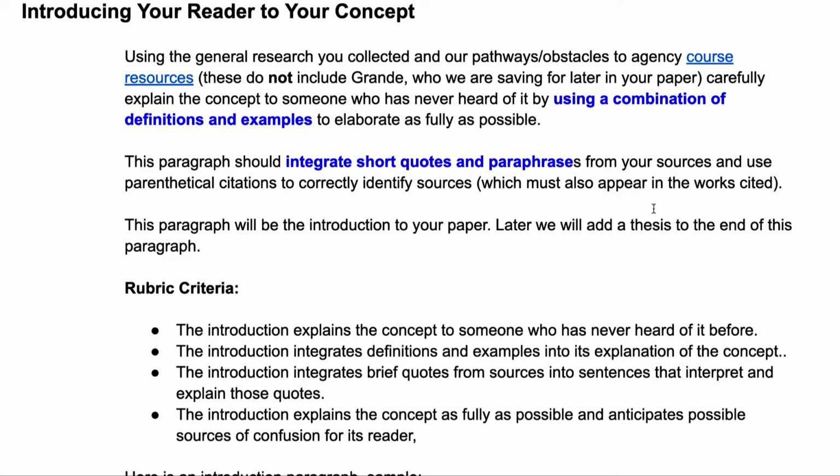If someone's never heard of our concept, we're going to use definitions and examples that we find in our course readings, in our web research, but not our peer-reviewed article. We're going to use those definitions and examples from our course readings and our web research and integrate them into a paragraph using short quotes and paraphrases that are woven into our sentences.